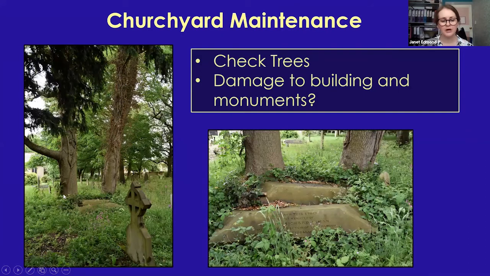It may be that you have trees, and lots of them. In this particular image here, the trees are actually causing damage to the monuments with the tree roots, and that is a problem. If the trees are close to the building, they can also cause damage from the roots or from the branches touching the brickwork. So if you do have that problem, it does need to be assessed.